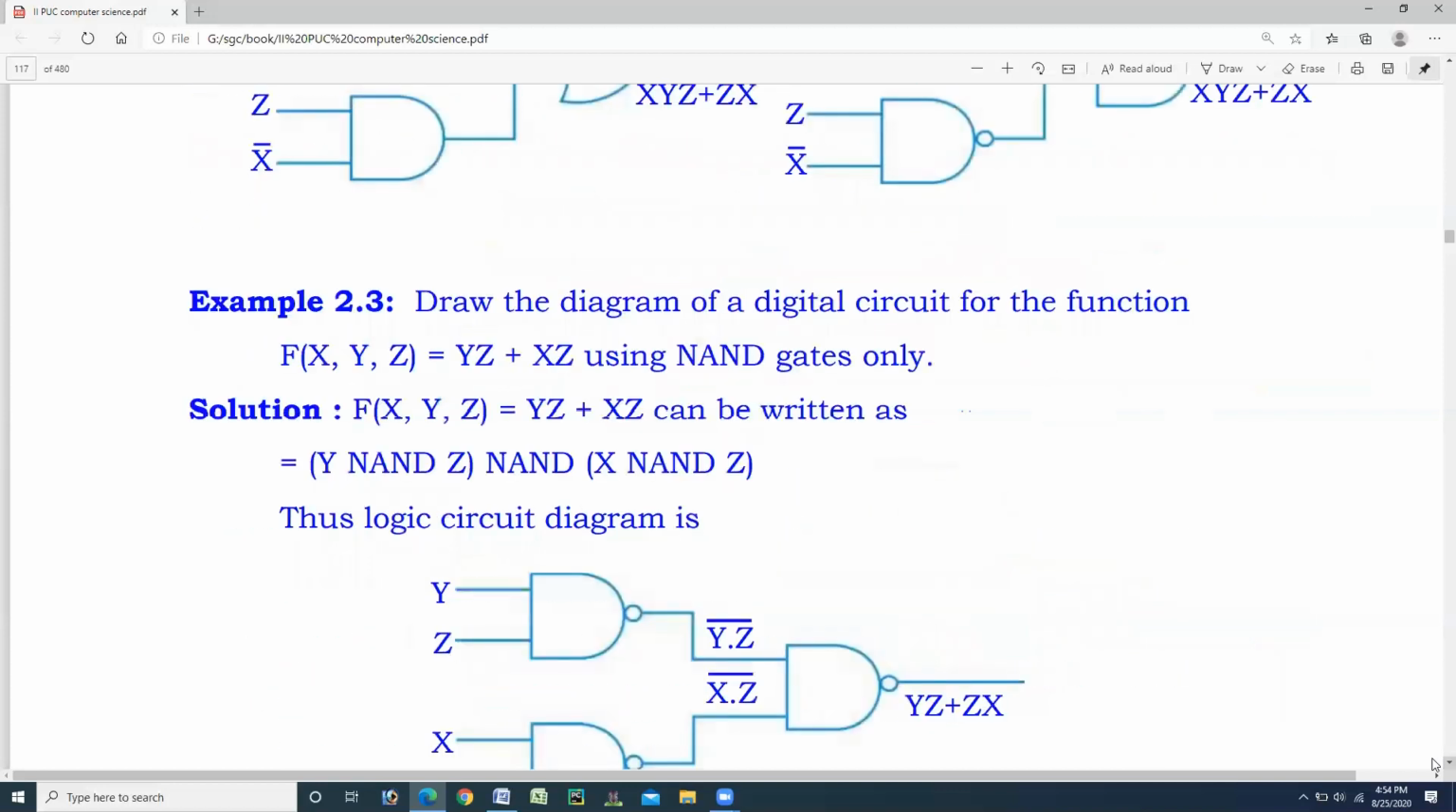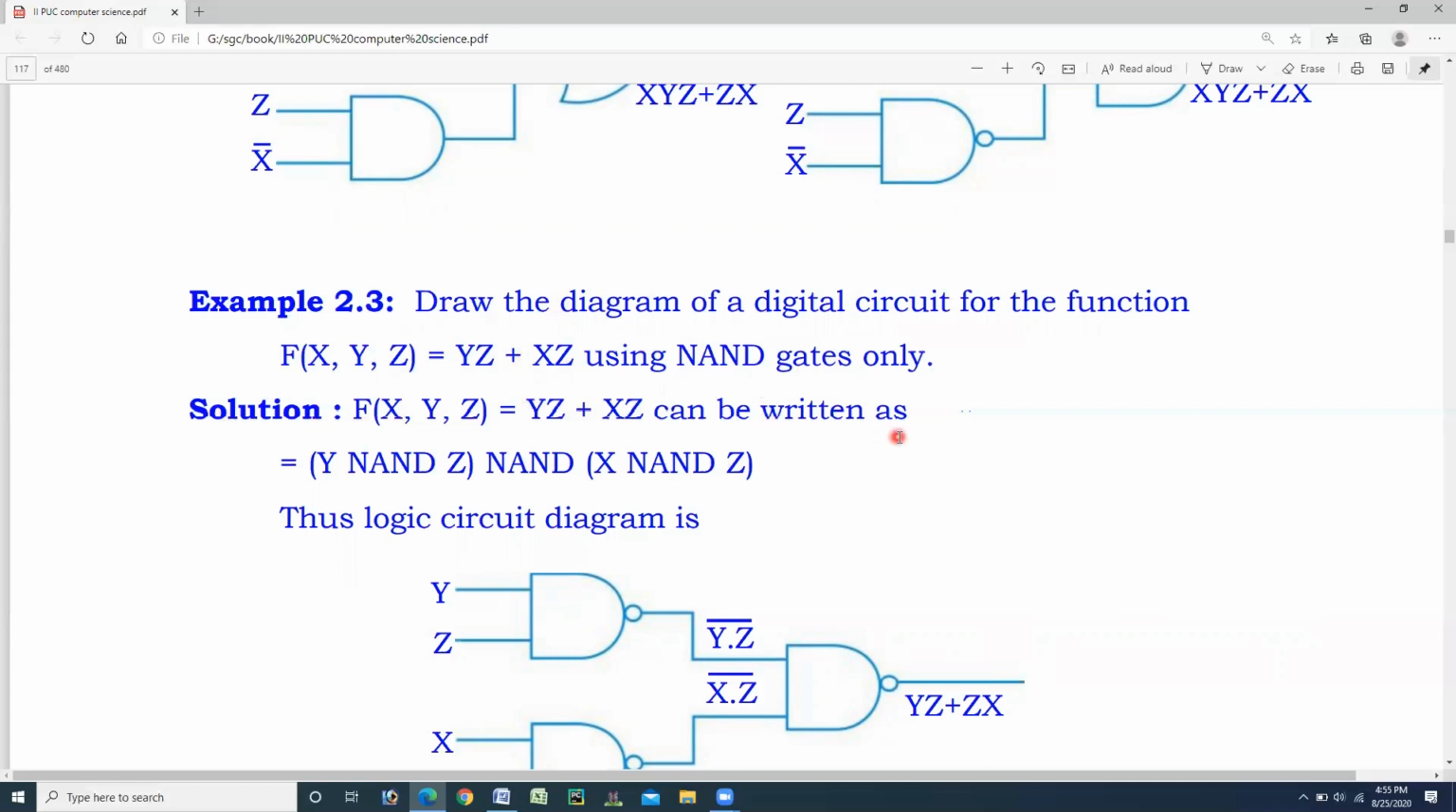one more example we will take. Draw the diagram of a digital circuit for the given function. For this we have to design a digital circuit for f of x, y, z, which means 3 input variables, equal to yz plus xz, using NAND gates only. Using NAND gates, you can design a circuit for this given function. Then the solution: f of x, y, z equals yz plus xz. This is given.